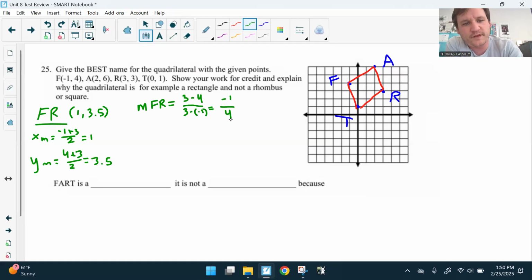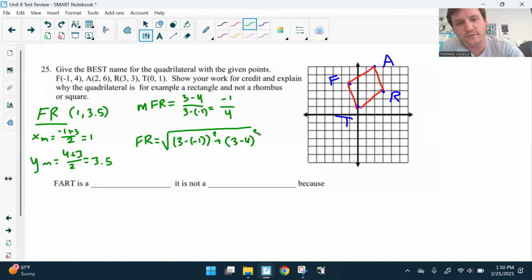Now I'm going to find the distance. How long is FR? I'm going to use the distance formula on this one. Again, using point F and point R, I'm going to have 3 minus -1, squared, plus the same thing with the y's, 3 minus 4, and square all of that. 3 plus 1 is 4. 4 squared is 16. 3 minus 4 is -1. Squared is +1. So this equals the square root of 17.